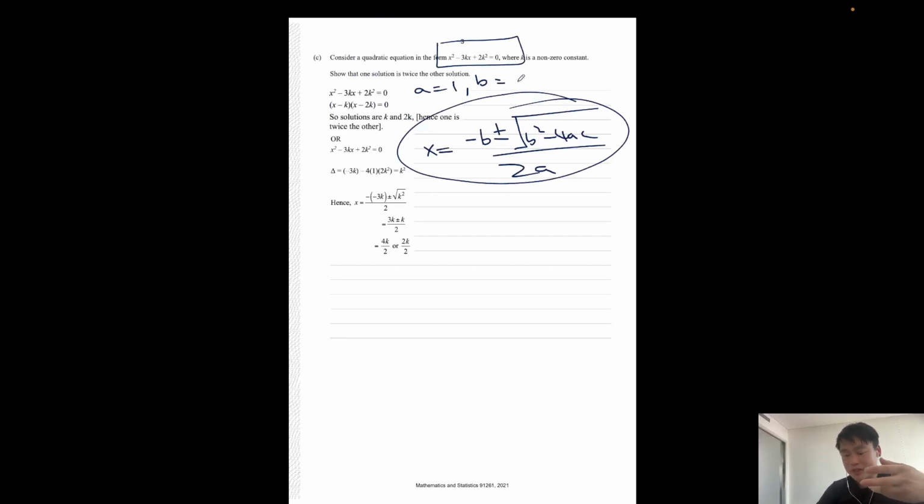But yeah, just send a message if you're confused. But this should be pretty straightforward. c is going to be what? Plus 2k squared. Remember, you have to outline what the clear coefficients are before we substitute them into the quadratic formula.